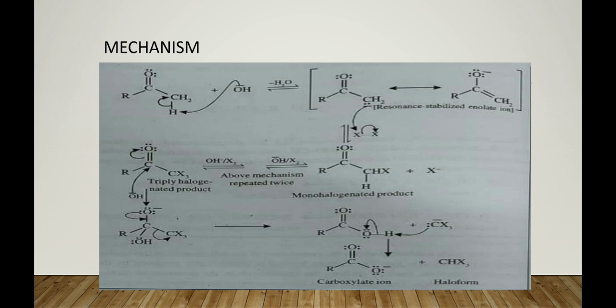And when excess of base and halogen are used, the monohalogenated methyl ketone itself is converted into enolate ion and further halogenated rapidly. Eventually, the methyl group of the original compound gets triply halogenated. The product is then cleaved by base to yield a carboxylate anion and the haloform.